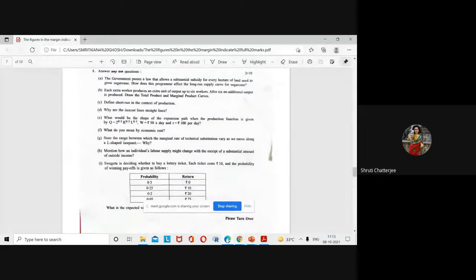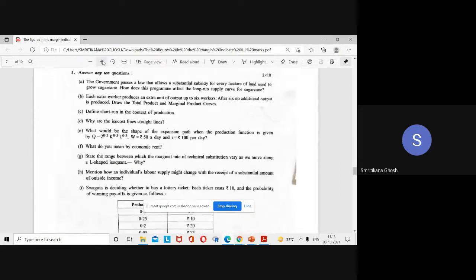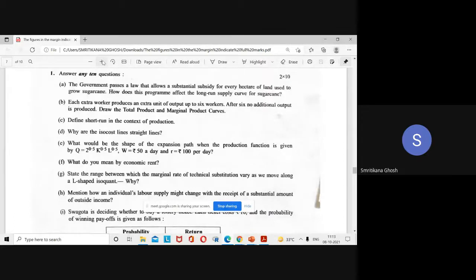Yes, ma'am. Look, question C. Ma'am, can you please zoom in a little more? Yeah. Now look. Question A, you cannot give the answer. It's a long run supply curve, perfect competition. Question B, each extra worker produces an extra unit of output up to the 6 workers. After 6, no additional output is produced. Draw the total product and marginal product curves.